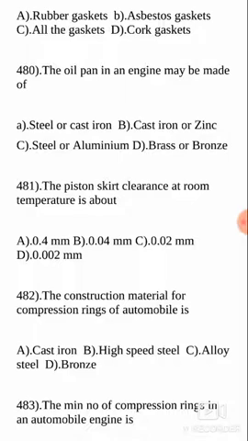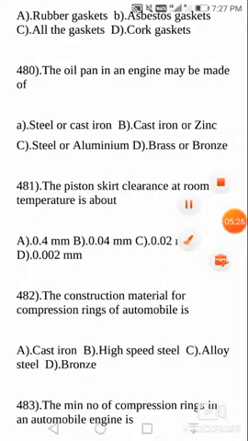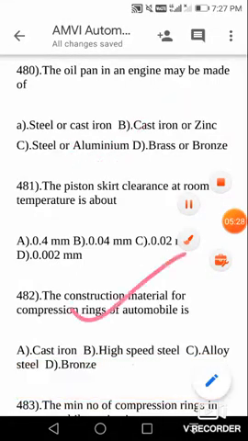Cast iron cannot be used for that. So cast iron, you can eliminate the second one. So brass bunch cannot be used. So what is the only alternative left? The only alternative left is steel or aluminum. So the oil pans in an engine may be made of steel or aluminum. Steel or aluminum. Next question.